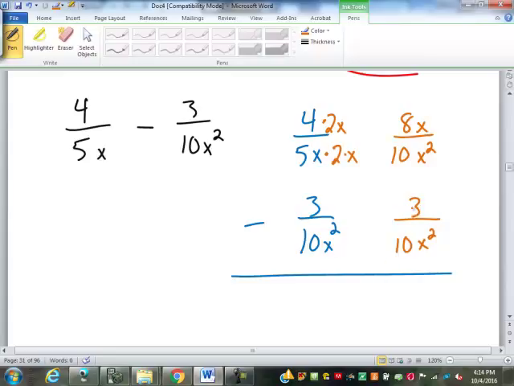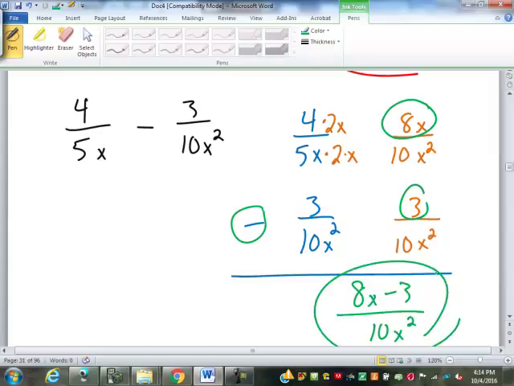Down here, what do we have to do to the 10x squared? Nothing. So this just stays a 3. The only difference between this and what we were doing before is this is now subtraction. So when we combine our 8x and our 3, it's 8x minus 3 over 10x squared.